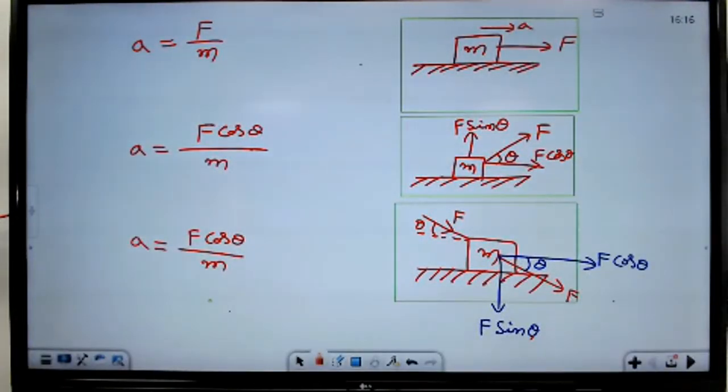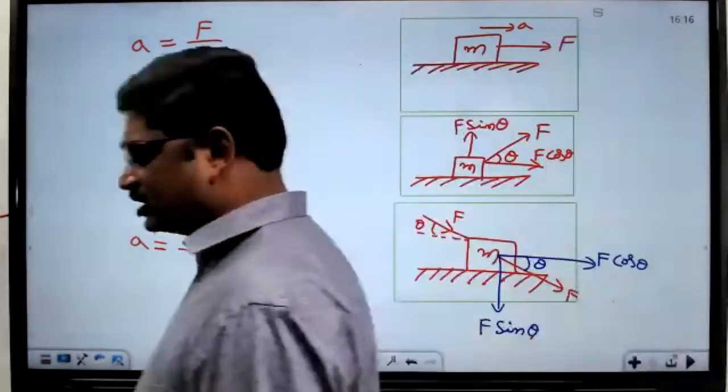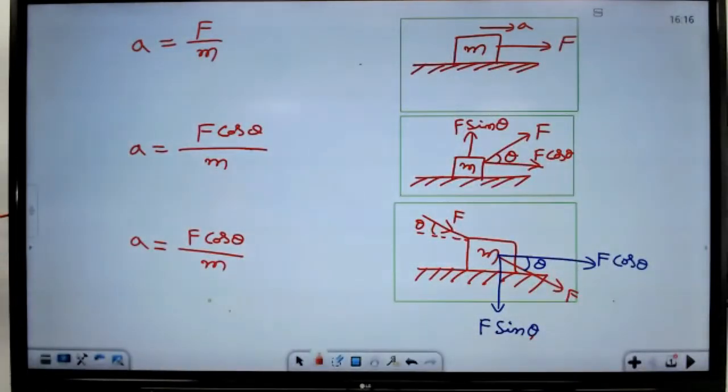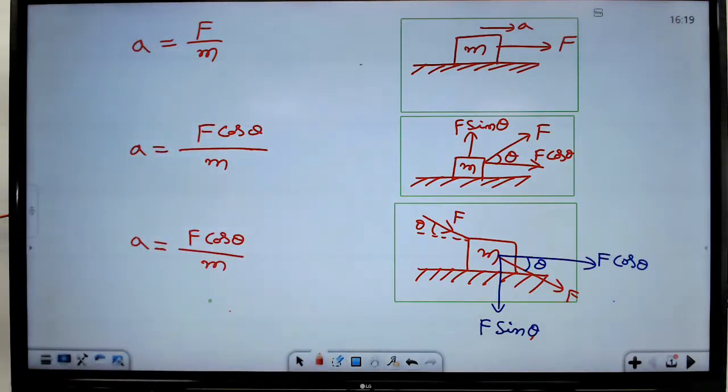Motion of a block on horizontal surface. Have you written this? Otherwise you have written acceleration. So acceleration of a block on horizontal surface. Next concept, contact bodies. Next slide. Contact bodies or objects.